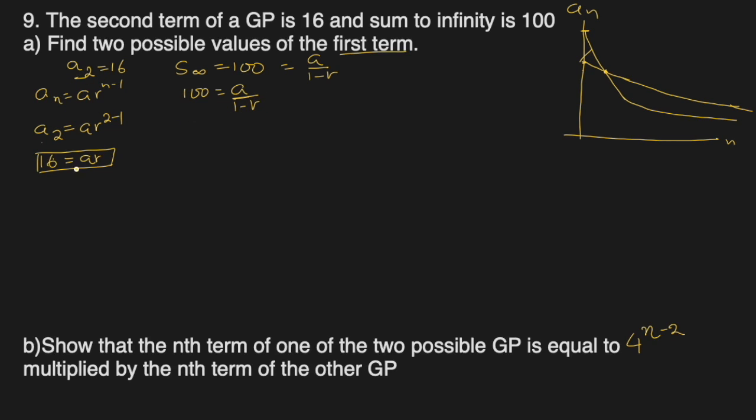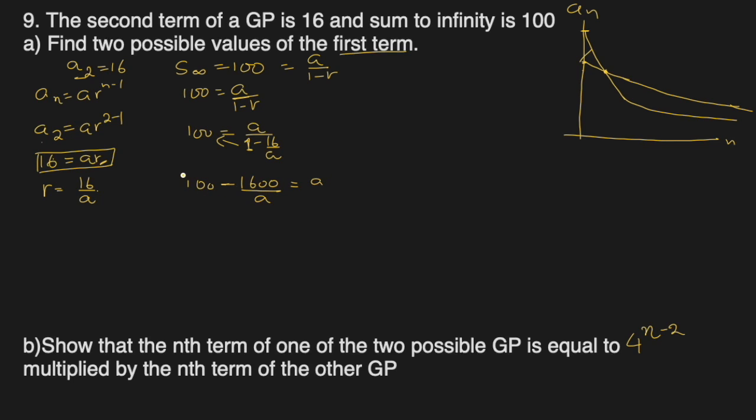So I'll isolate R in this case. R equal to 16 over A. This we can substitute here. So 100 equal to A over 1 minus 16 over A. Let's do cross multiplication. This whole 1 minus 16 over A multiplies here. So 1 times 100 is 100 minus 16 over A times 100 will be 1600 A over A, equal to A. Only this A will be left here.